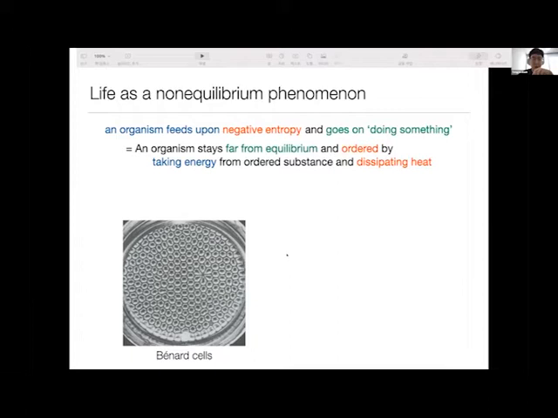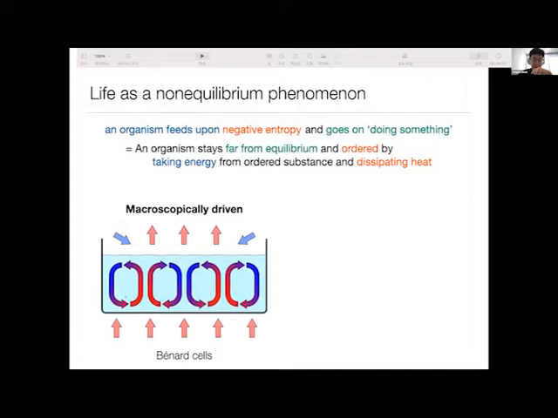So essentially what you see here is a system which is heated from below and cooled above. You see these convection patterns, and you start to see them when the temperature difference between bottom and top is large enough. Then these convection patterns begin to show up like this hexagonal lattice if you see it from above.